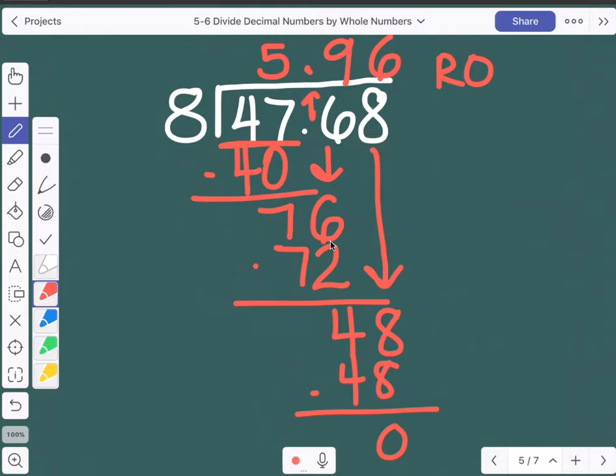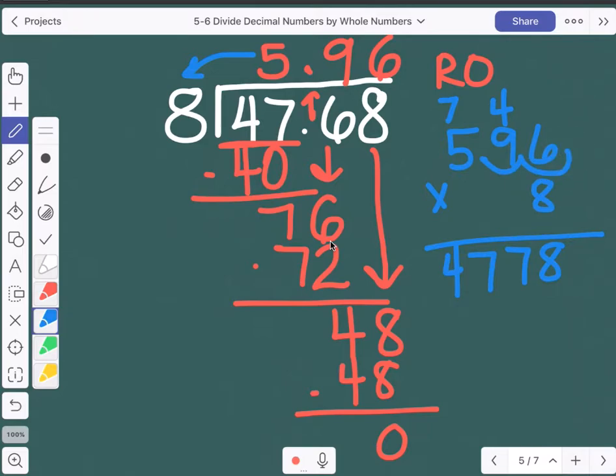I could always check it by multiplying. Remember, I would multiply my quotient times my divisor. And I check to make sure.